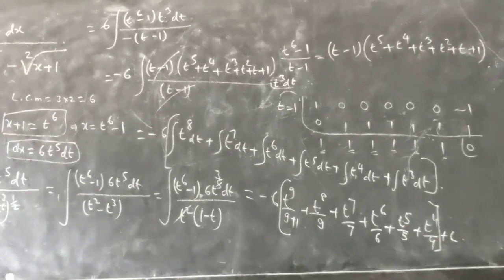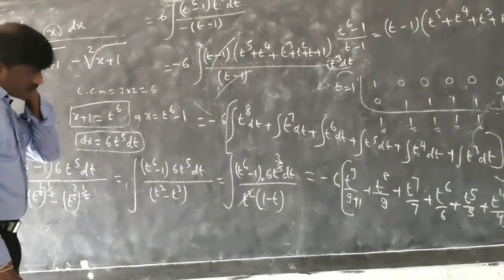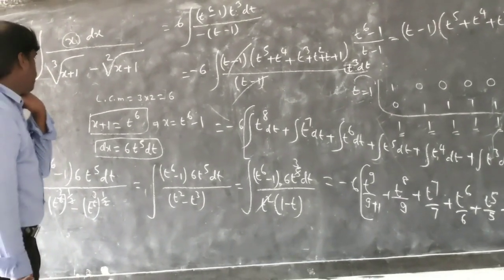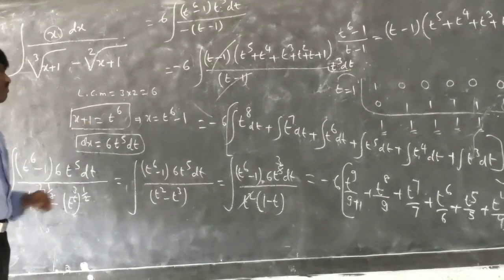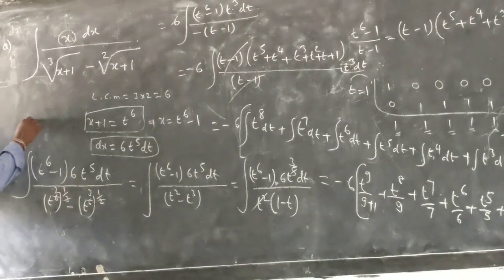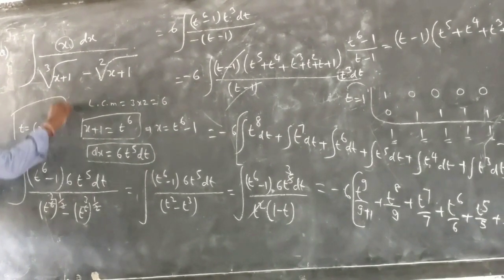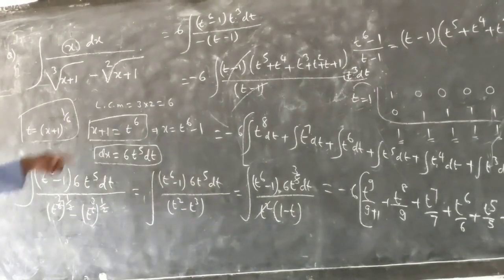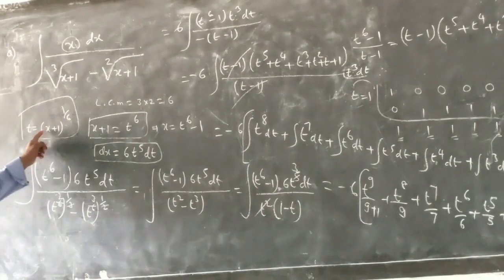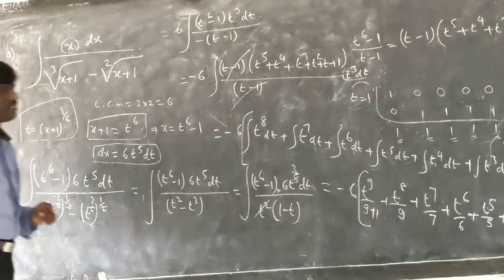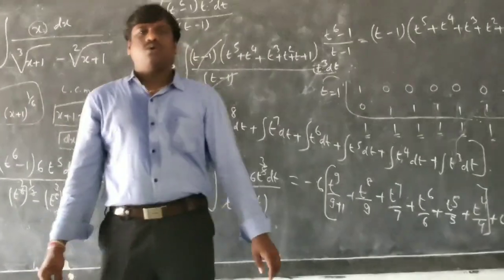So what was the t we supposed? What was t here? Yes, this is what we considered: x plus 1 is equal to t power 6. So then t is nothing but x plus 1 to the power of 1 by 6. So wherever t is there, in that place I can write x plus 1 whole power 1 by 6. Substitute here, that will be your final answer. Okay, hope you understand.